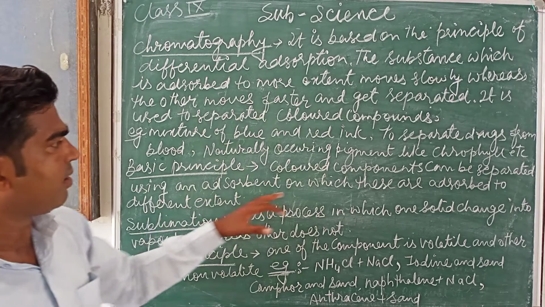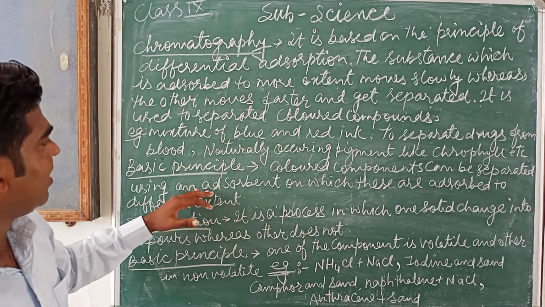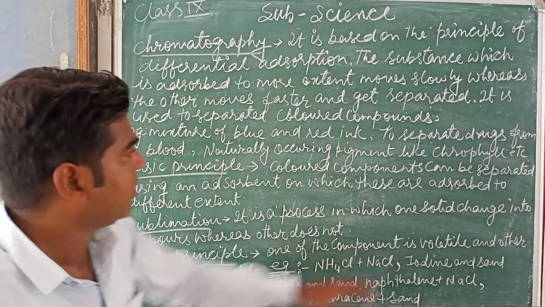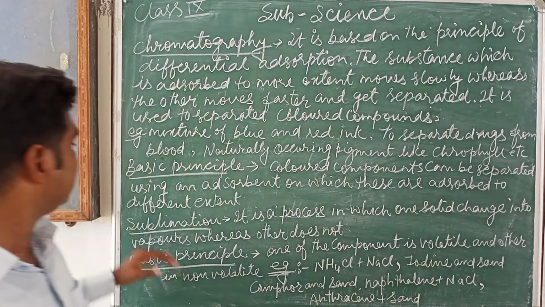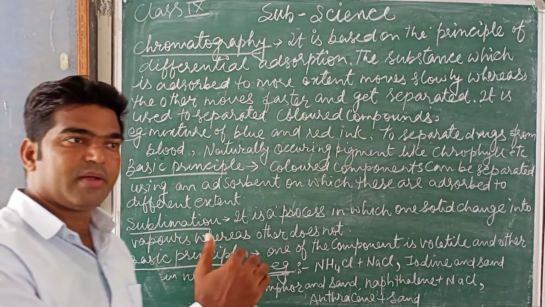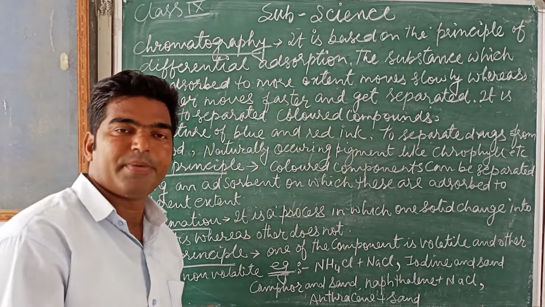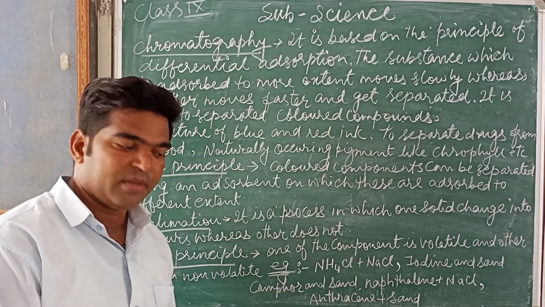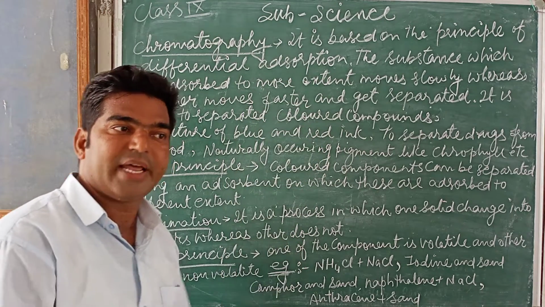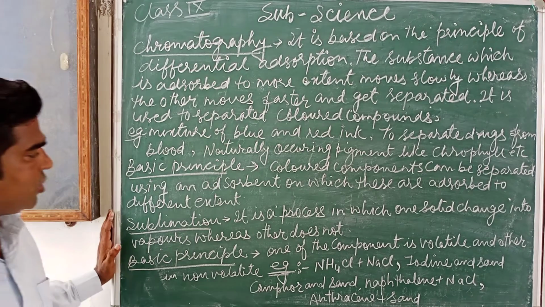Basic principle: the colored components can be separated using an adsorbent on which they are adsorbed to different extents. Means they have different adsorbing properties. On the basis of that we can find them at different levels, different colors, and in that way we can separate them. Now next, the sublimation.